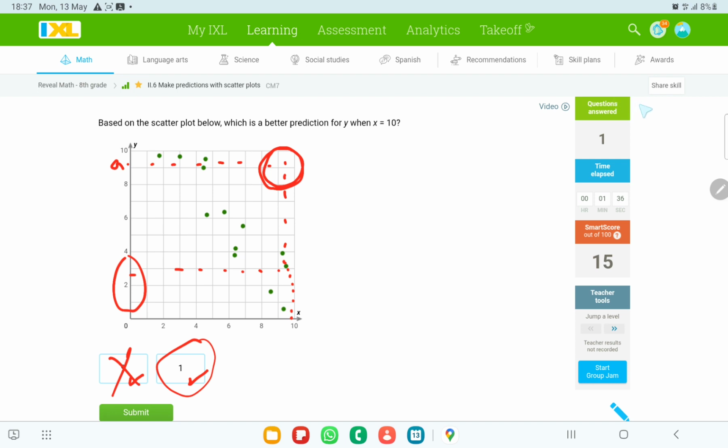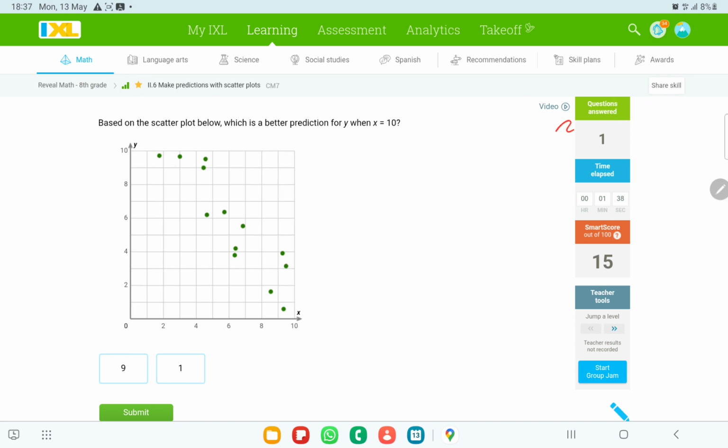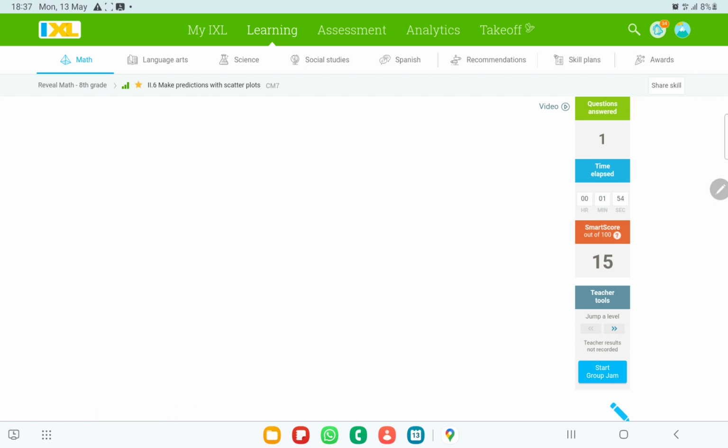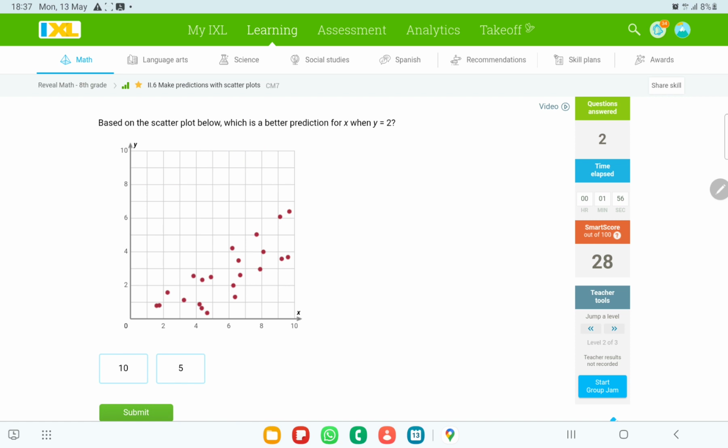So again, in this question, he's asking about x is 10. From x equals 10, what would be the y? Yes, the y would be 1. So again, I move from x equals 10, and I try to hit the y-axis. So yes, y equals 1. Very good.